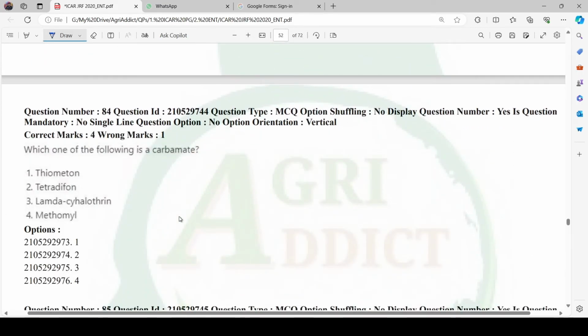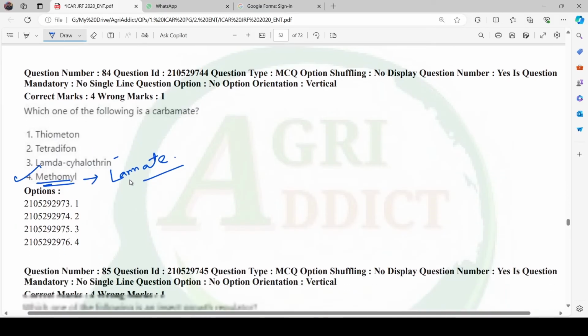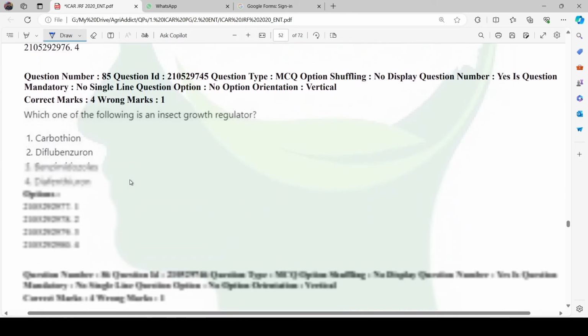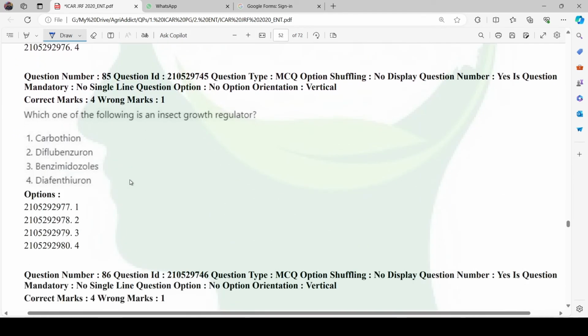Which one of the following is a carbamate? You can easily see methomyl is there, that is Lannate. It is a carbamate, not lambda cyhalothrin, that is a synthetic pyrethroid, and the other two are mainly organophosphates. Which one of the following is an insect growth regulator, also known as IGR? Only one answer is there, that is diflubenzuron, also known as Dimilin. It is an important IGR.